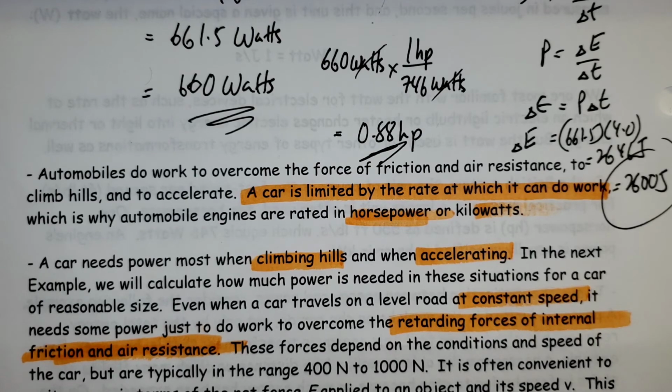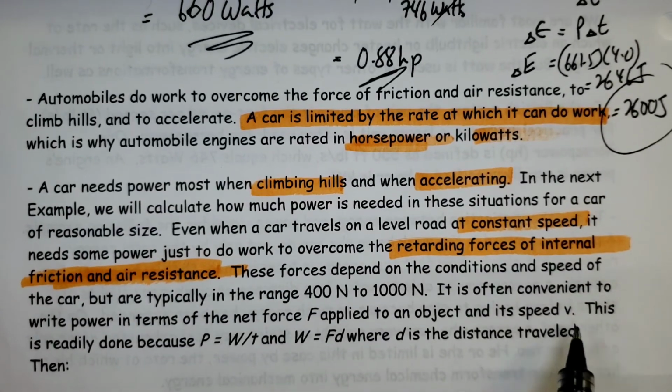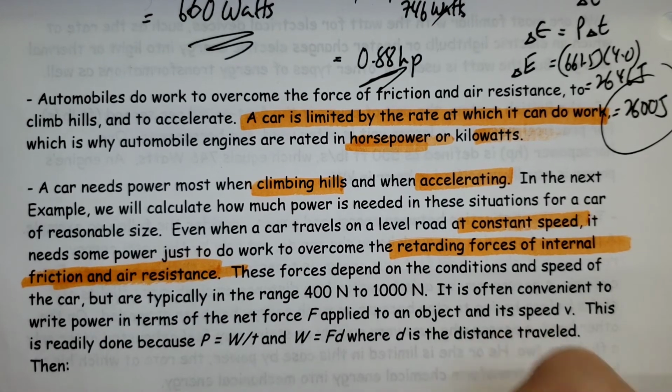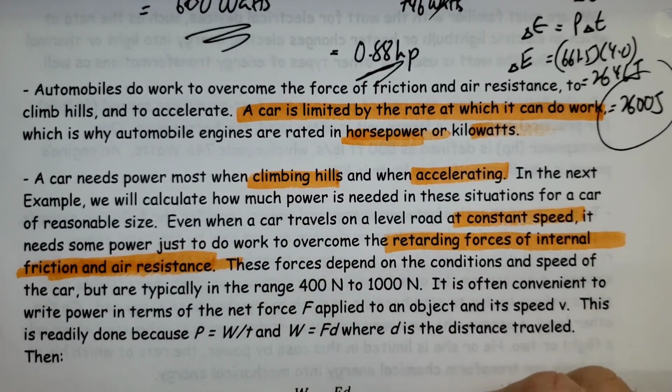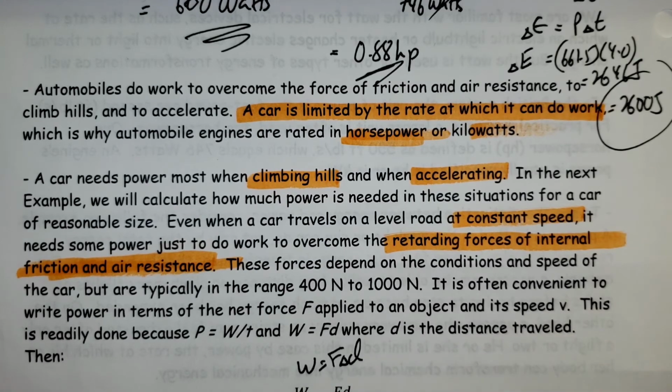It's often convenient to write power in terms of the net force applied to an object and its speed. This is readily done if we look down here. I almost alluded to it up above. So work is equal to force times d. Quite often I put deltas here just for change in. So W is equal to force multiplied by displacement. So if we look at that, F times d over t.